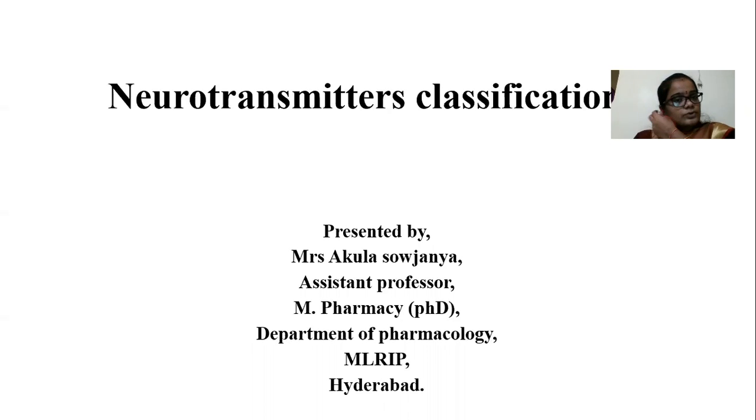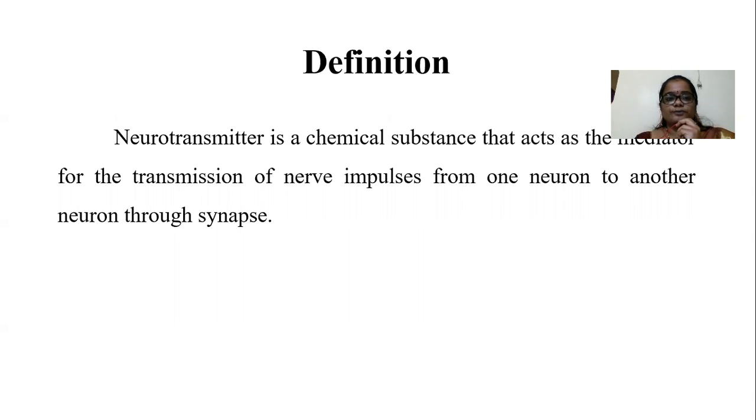Okay, so first, what is the definition of a neurotransmitter? A neurotransmitter is a chemical substance that acts as a mediator for the transmission of nerve impulses from one neuron to another neuron through a synapse. That is called a neurotransmitter.